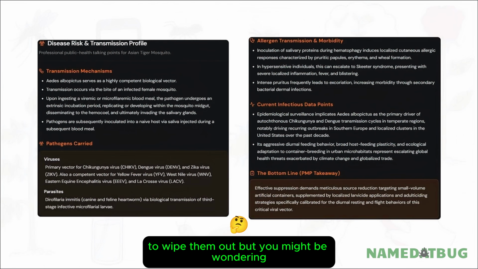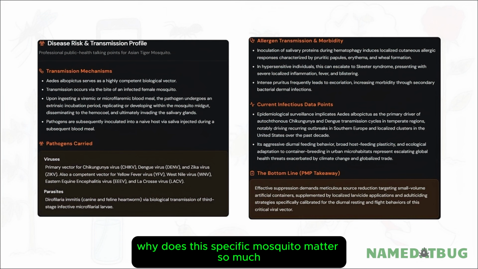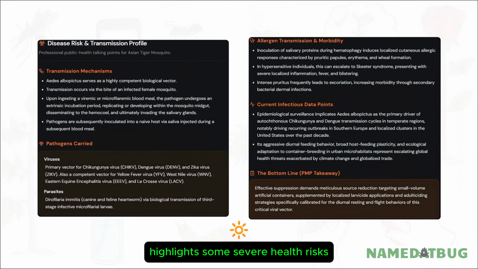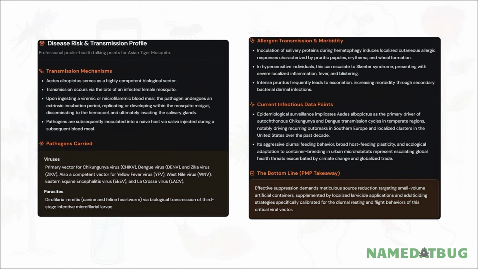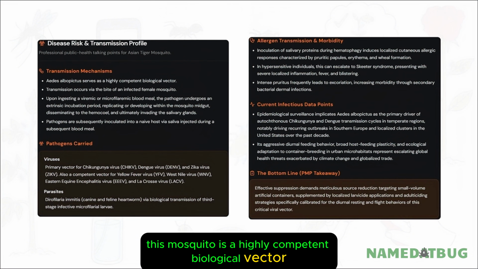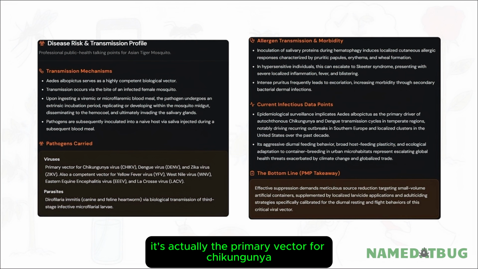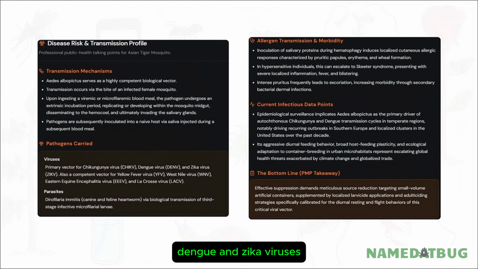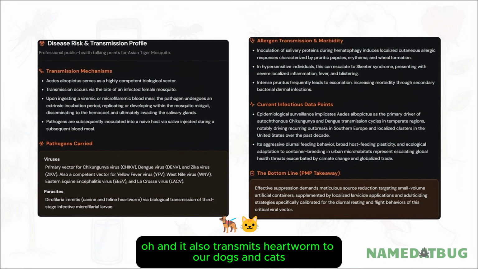But you might be wondering, why does this specific mosquito matter so much? Well, because the stakes are incredibly high. The Educate feature of the app highlights some severe health risks. This mosquito is a highly competent biological vector. It's actually the primary vector for chikungunya, dengue, and Zika viruses. Oh, and it also transmits heartworm to our dogs and cats.